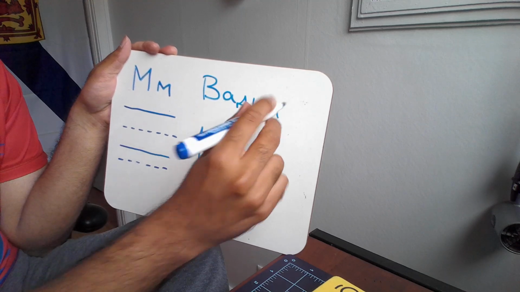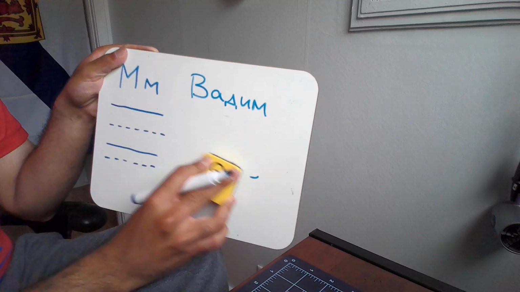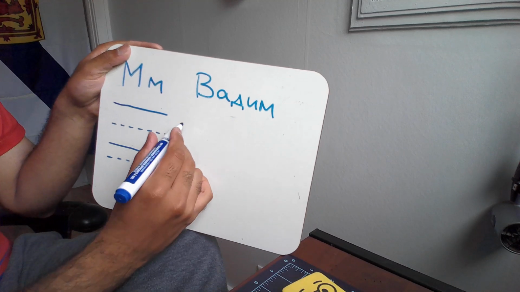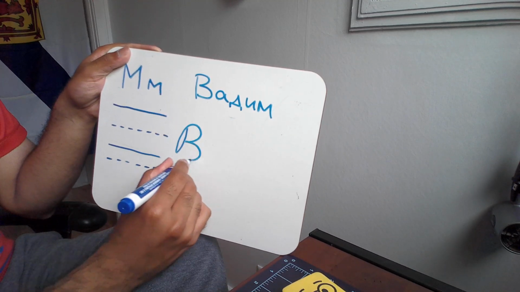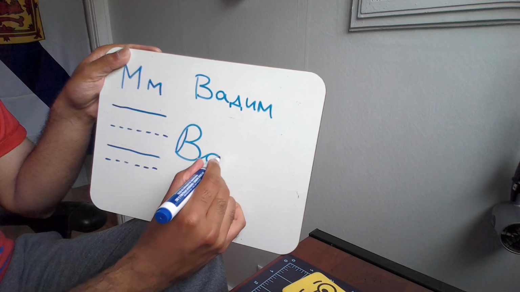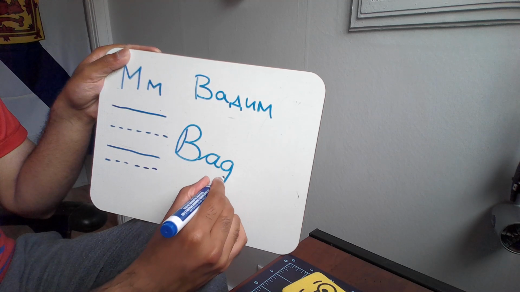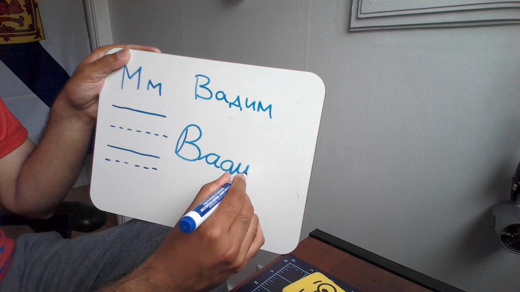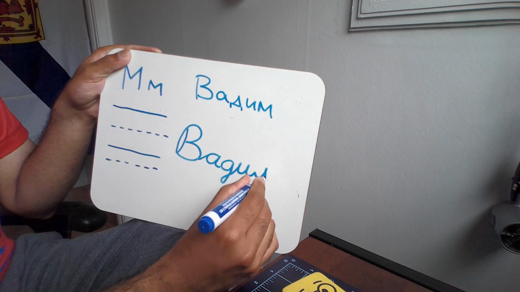The name Vadim, if we write that out. So we start with V, A, D, E, and then our hook, and then the M.